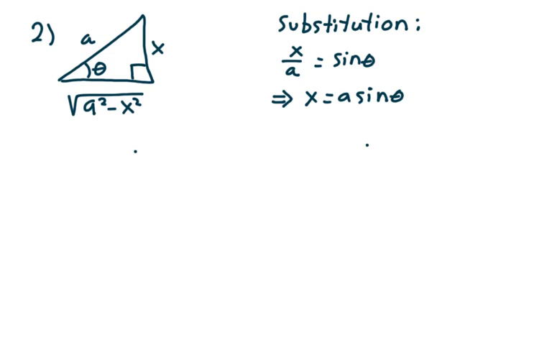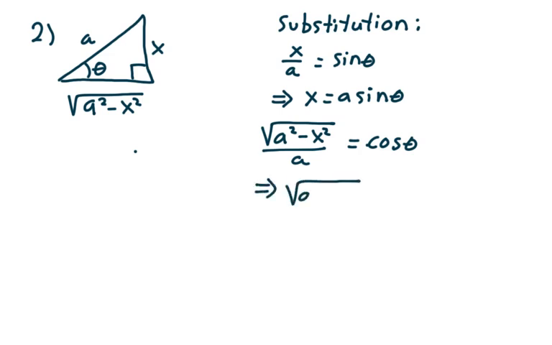Remember, you're trying to transform everything in terms of thetas. So the square root of a squared minus x squared divided by a is cosine theta. If I multiply both sides by a, I get the square root of a squared minus x squared is equal to a cosine theta. And we're going to get one more in.